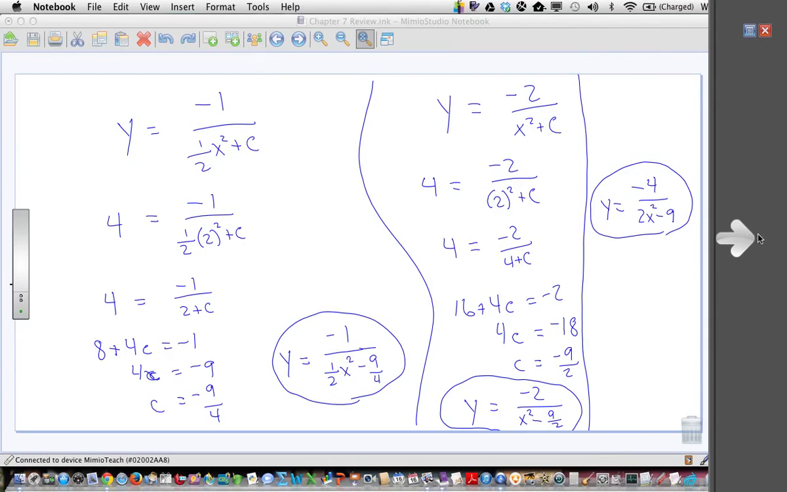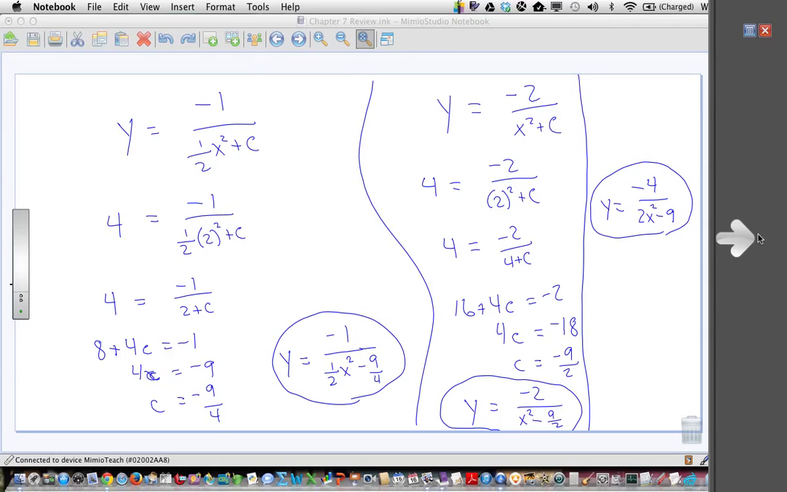You'd end up with a -4 on top. And if you multiply the bottom by 4, you get 2x squared. And here the 4's would cancel, you get -9. So you get 2x squared minus 9. On this one, you multiply top and bottom by 2. So you get -4 on top, you get 2x squared, and here the 2's would cancel, same thing. Right? So any of those three would be acceptable potential answers because they're all equal. They're all equivalent. They're all the same thing.